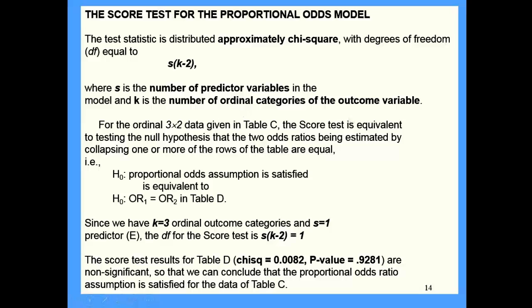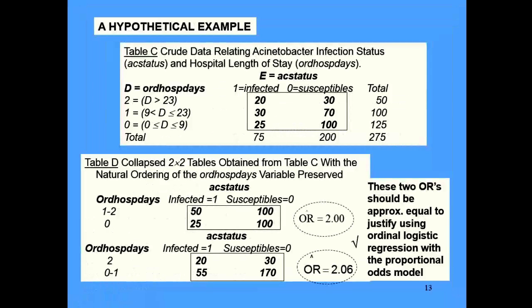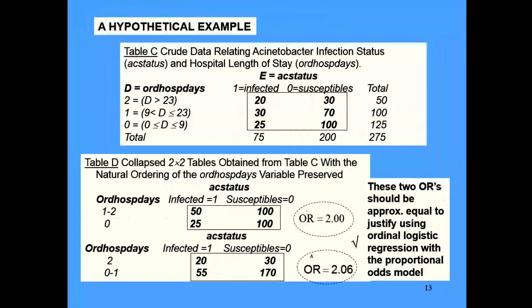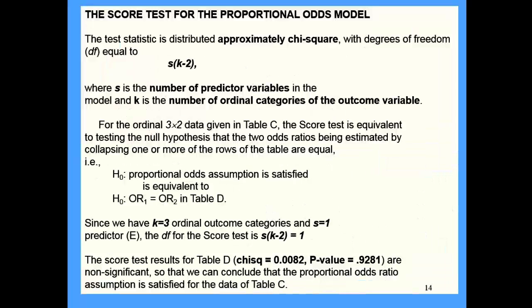Now let's go back to this. So what's K? The number of ordinal categories. How many ordinal categories are there? 3, right? So go back to this thing. K minus 2 is 1, right? So what's S? The number of predictor variables.